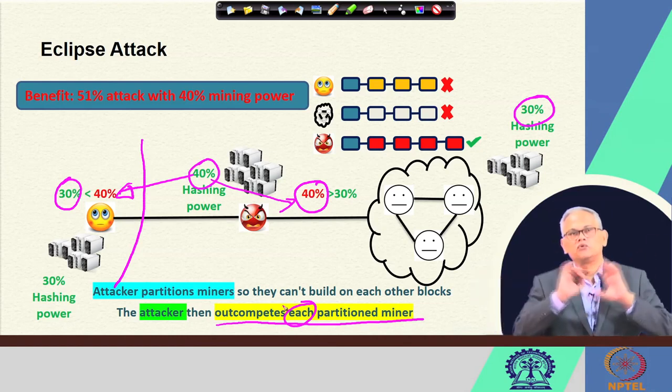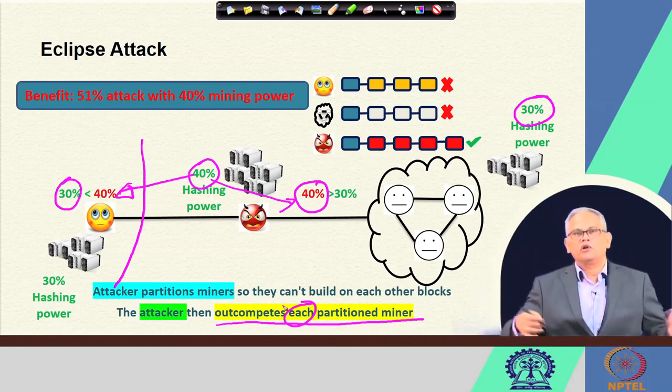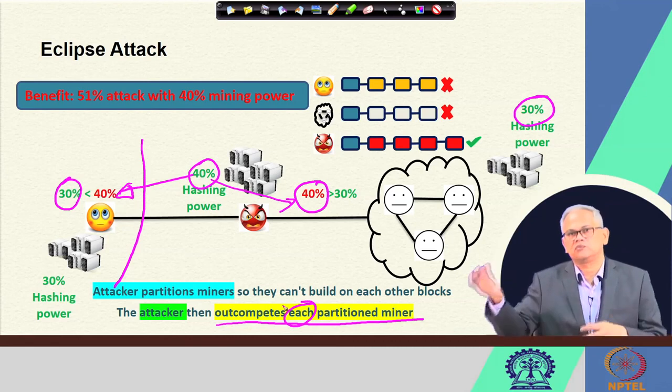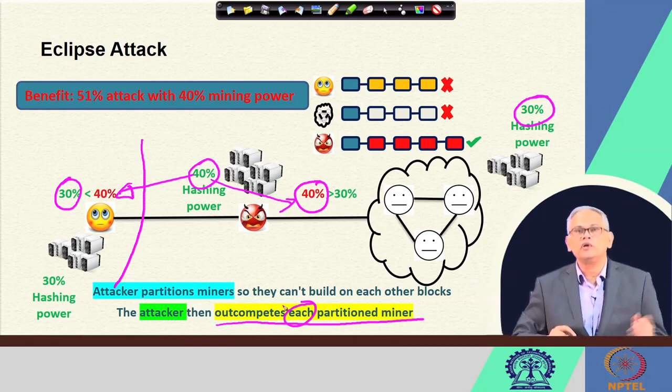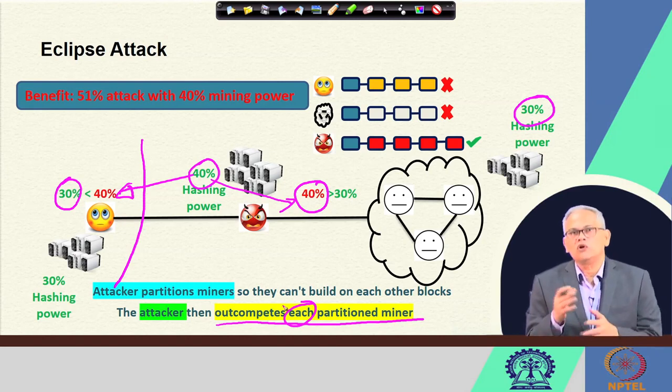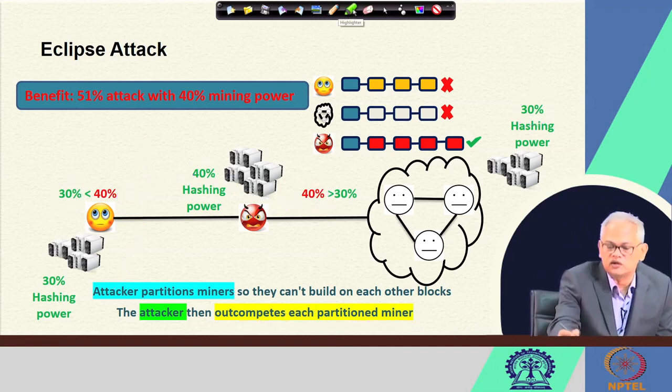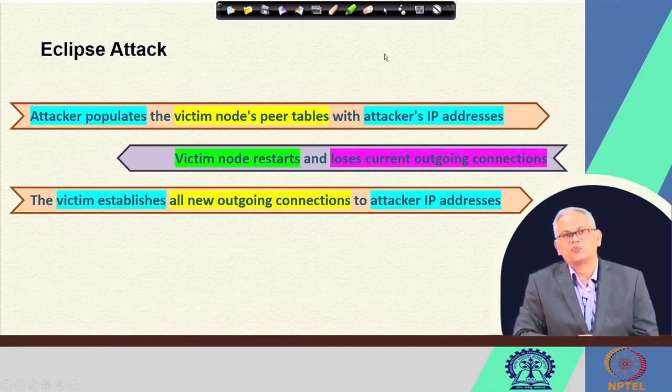So, the attacker can now outcompete each of the partition miners individually. Remember that they are not necessarily going to join hands and pool their resources; they would independently try, and sometimes this will succeed, sometimes that will succeed. But by doing this partitioning, the attacker is ensuring that it will always be more likely to succeed. Of course, there is always an element of randomness in it, but the chances are now much higher for the attacker to actually do the mining.